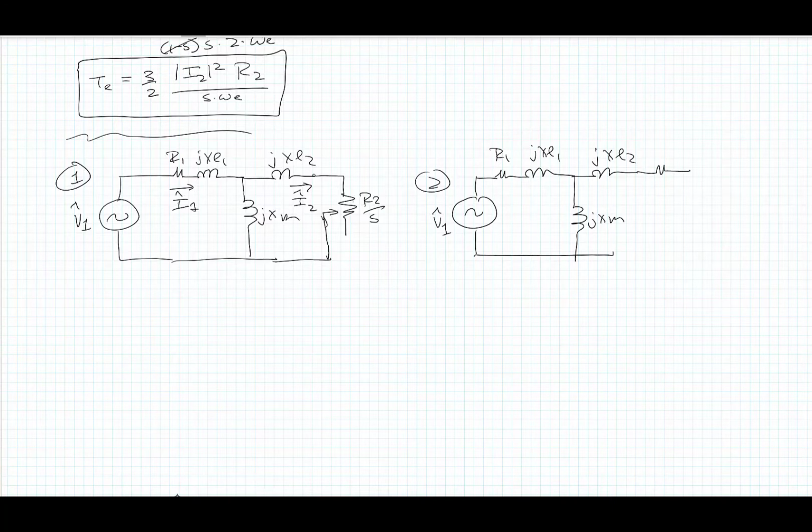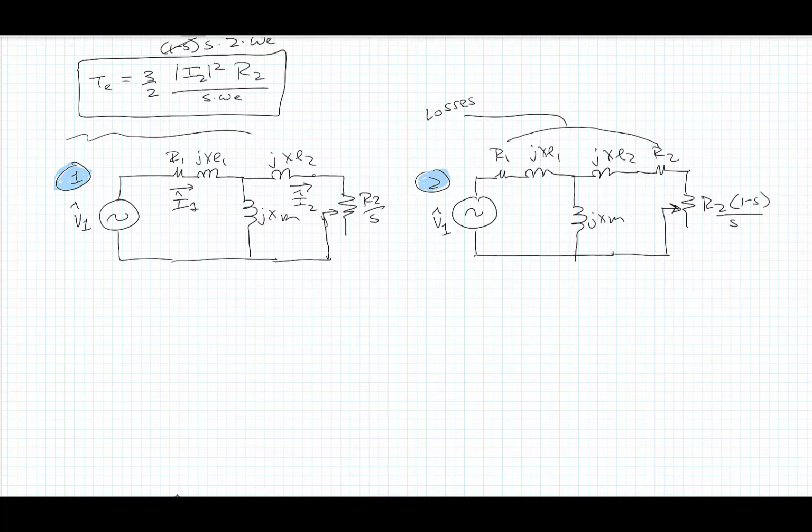And then we show the losses broken out. And we can come up with a direct expression for the mechanical power applied to the shaft and the torque by looking at this resistor here. Okay, so that's circuit number 1 and circuit number 2.